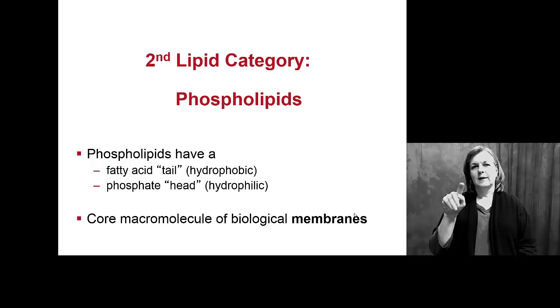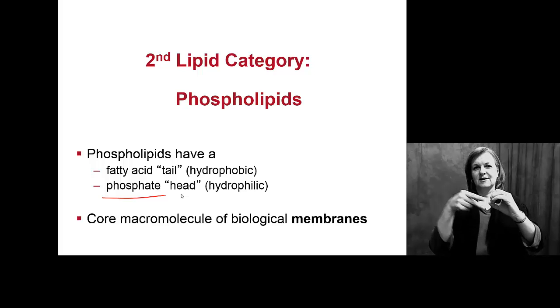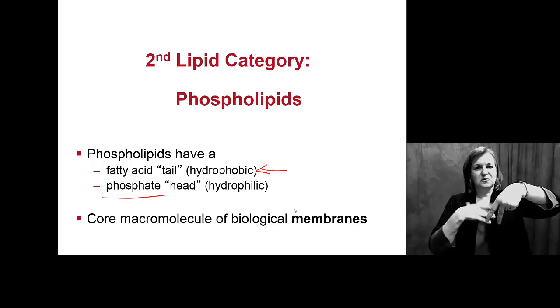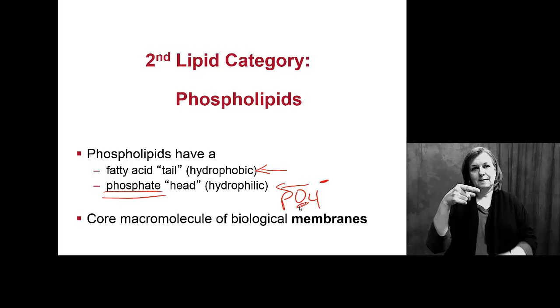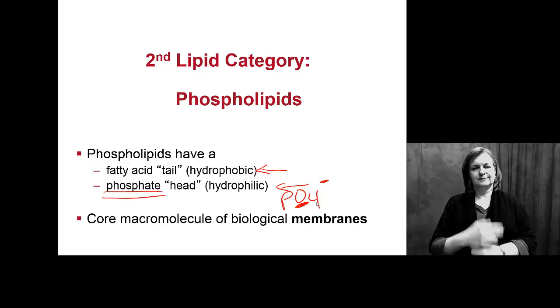Phospholipids are very similar to triglycerides. They're going to have a fatty acid tail. Instead of a glycerol, they're going to have a phosphate at the top. And when we look at these, the fatty acids we know are hydrophobic. They don't like water. But the phosphate heads are actually going to be hydrophilic because it's PO4 minus. Okay, this O is going to love to hang out with hydrogen.